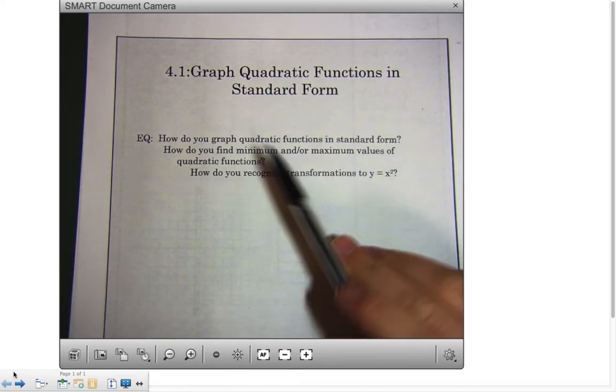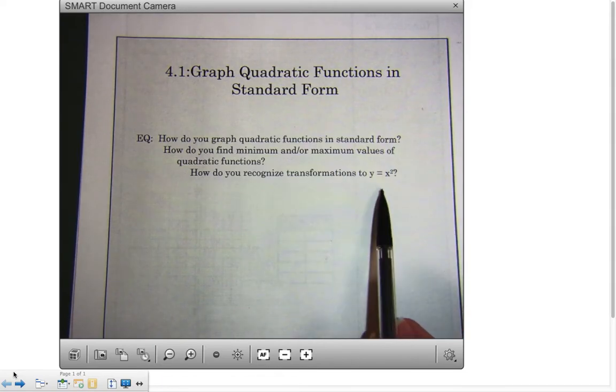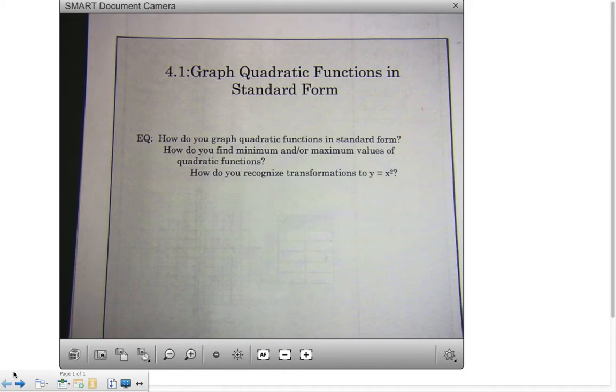Alright, so we're going to graph quadratic functions in standard form. We'll learn two other forms of quadratics later on this unit. We'll learn how to find minimum and maximums by hand and in the graphing calculator. And then this is what you were looking at in your investigation yesterday. How do you recognize different transformations that are occurring to the parent function?